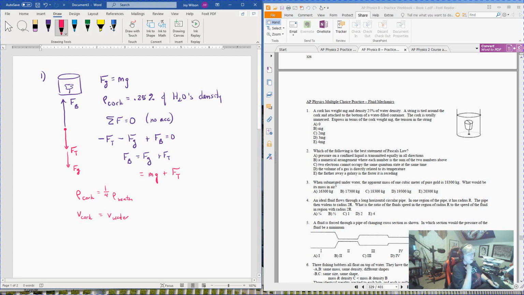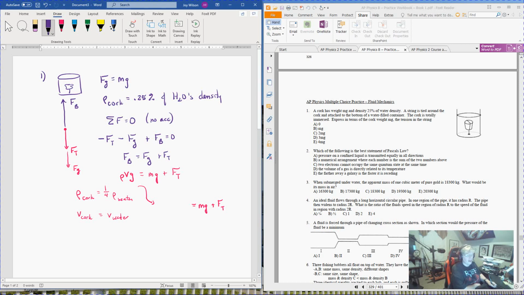So when I go to do the force buoyant, it's density times volume times gravity. Here's what I get. The density of the cork is 1/4 that of water, so that's 1/4 of 1, water's density in grams per centimeter cubed. Then mg is just mg, and the force tension is going to be whatever it is. So on this side we've got to figure out a relationship between the weight of the cork and the weight of the water.